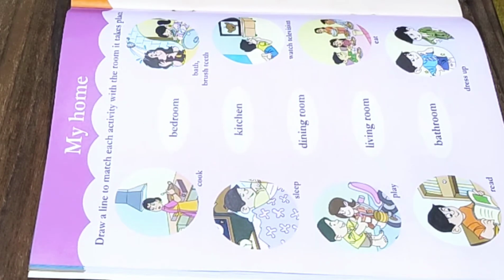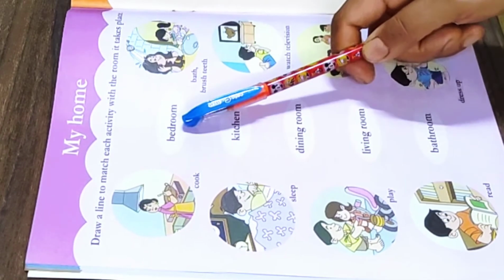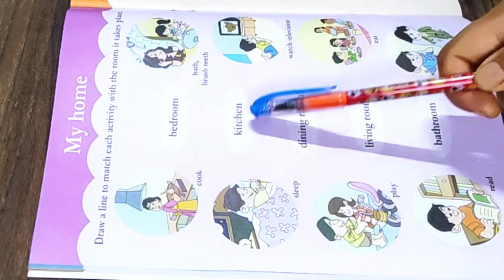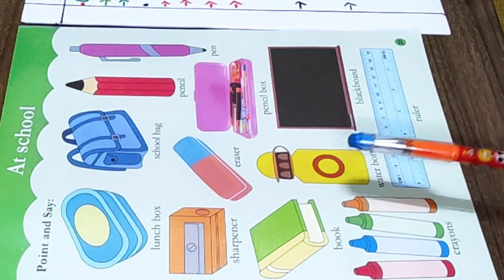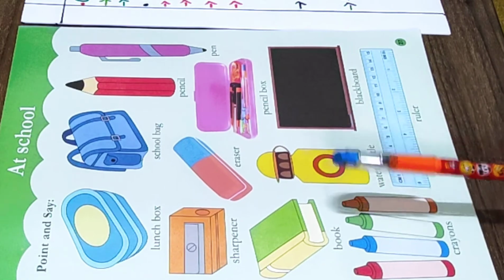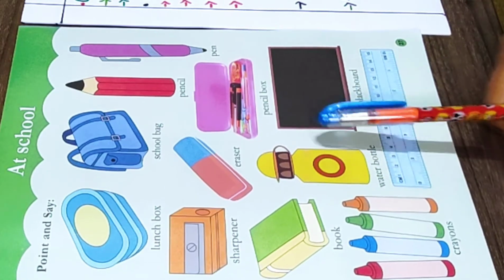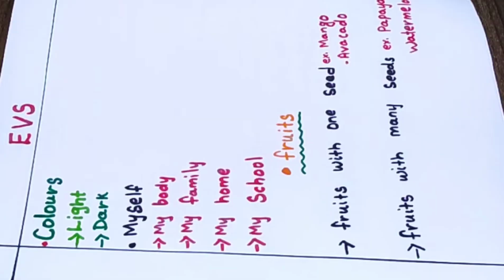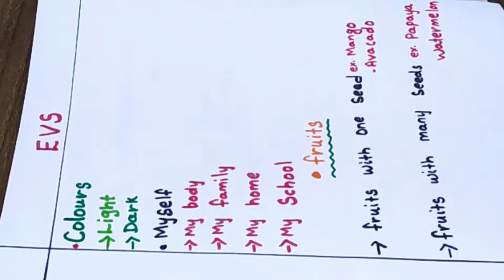In my home, the child should match each activity to the room where it takes place. Like the child should match the activity of sleeping to bedroom, cooking to kitchen. In my school, the child should point and say the names of all the objects or all the things he can see in a classroom. Also, the child should be able to answer a few questions like what is your school name, how old are you, which class are you studying, who is your favorite teacher.